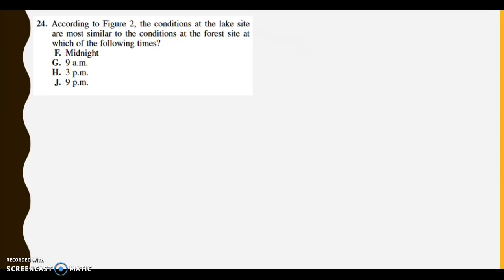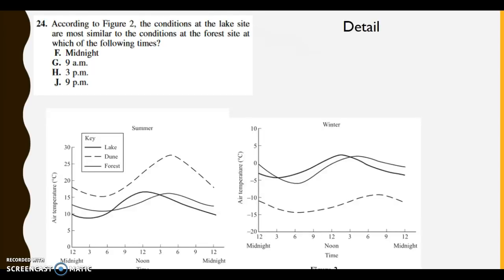Question 24. According to Figure 2, the conditions at the lake site are most similar to the conditions at the forest site at which of the following times? This is again a detail question. So I'm going to pull my two graphs up, and I'm just going to look at where my lake site and my forest site cross temperature-wise. So in the summer, I see it at about 7 a.m. I see it again at about 3 p.m. In the winter, I see it at about 3 a.m. and in the summer, I see it at 3 p.m. again. So if I look up at my answer choices, I see 3 p.m. and that's our correct answer.